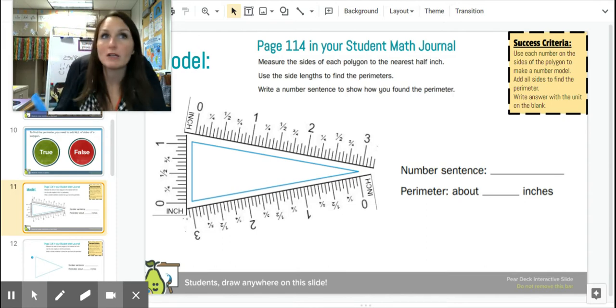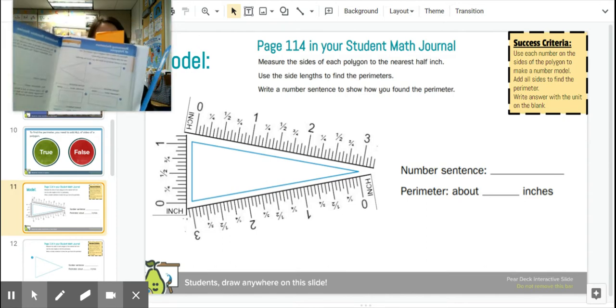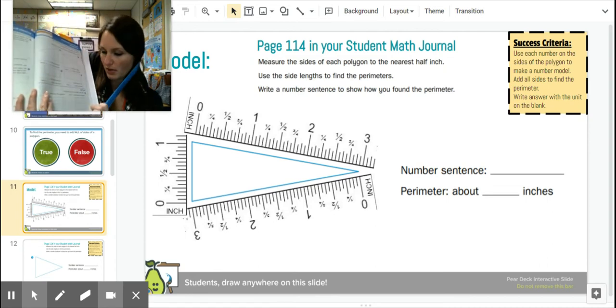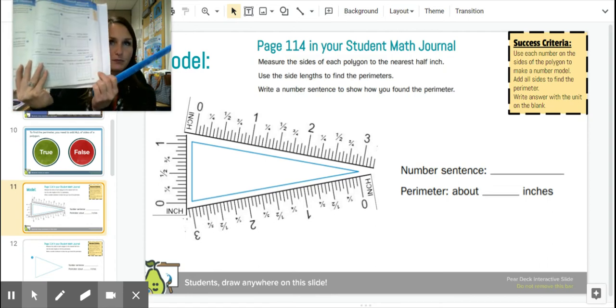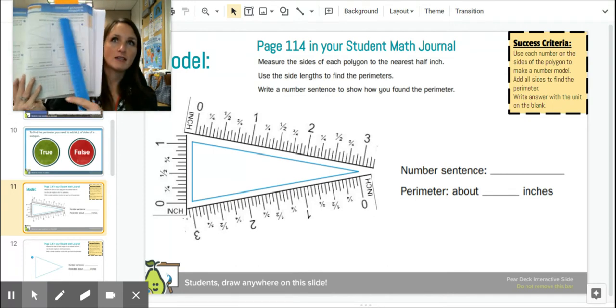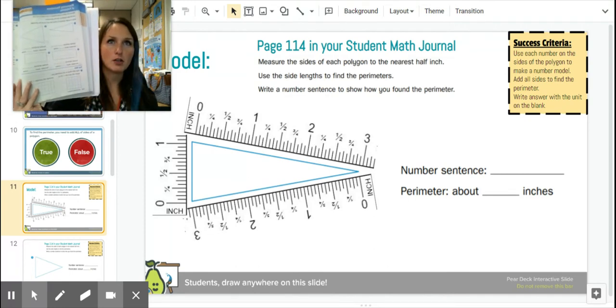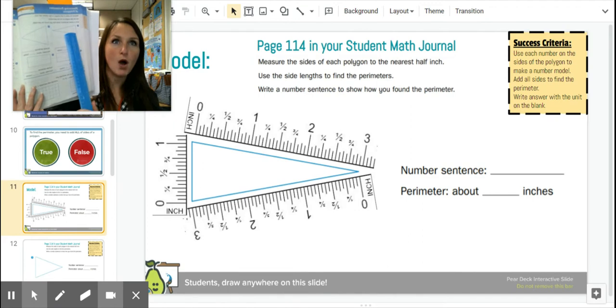Okay, so you are going to need your math book today. That's where all these are going to be at. So you're going to want to be on page 114. Okay, and that's where you will find these shapes that are going to be in your book. So I am going to be doing number 1 here.